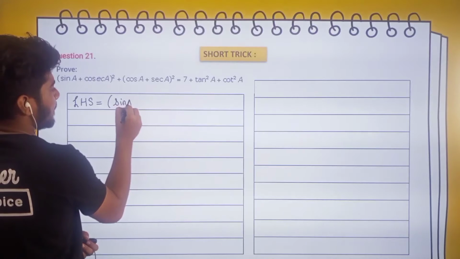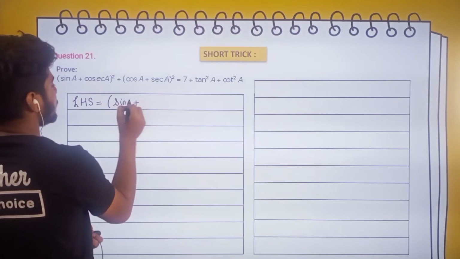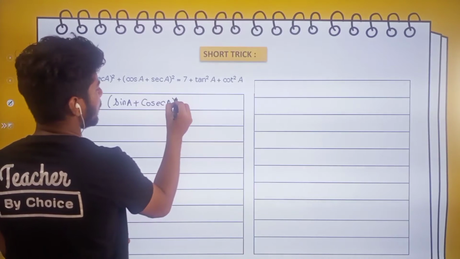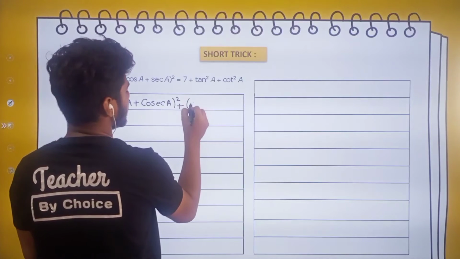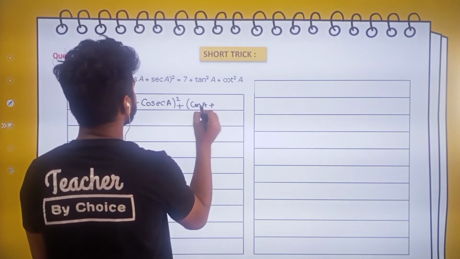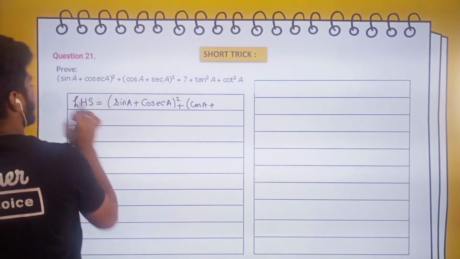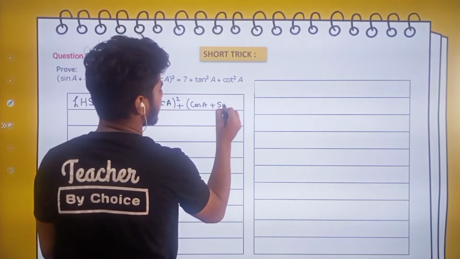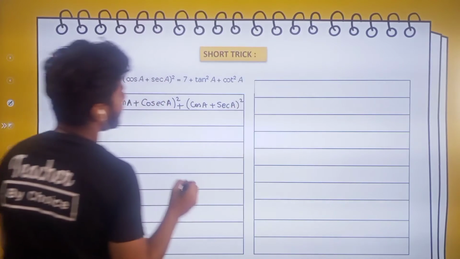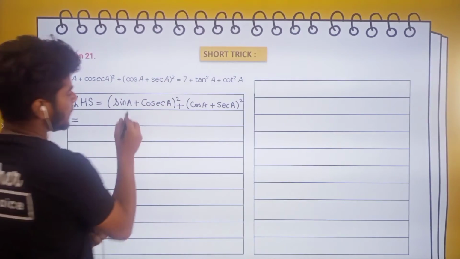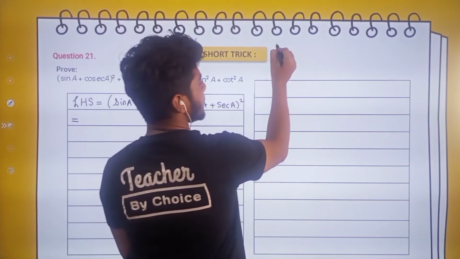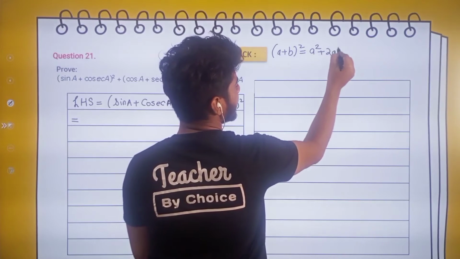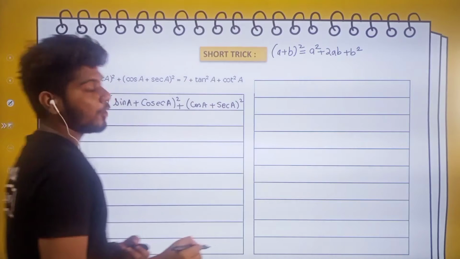I hope you are paying full attention over here. Sin a plus cosec a the whole square plus cos a plus sec a the whole square, right? Now how will we proceed? Those who don't know the formula of a plus b the whole square, look here. A plus b the whole square is equal to a square plus 2ab plus b square, right? I hope you are with me.